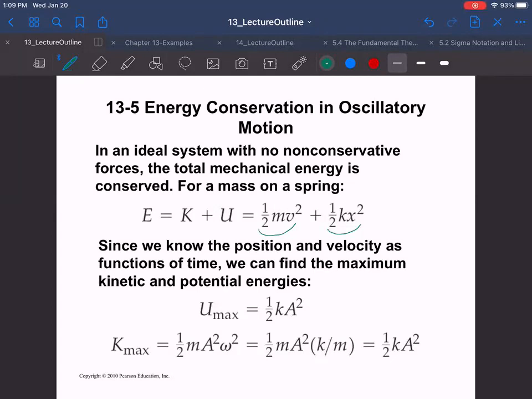Sure. All right. So that's what we've got right there. And if we're looking at that, if we go all the way to our maximum displacement, what does the velocity become there?